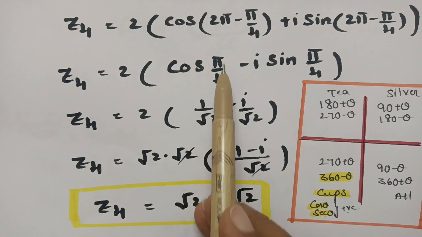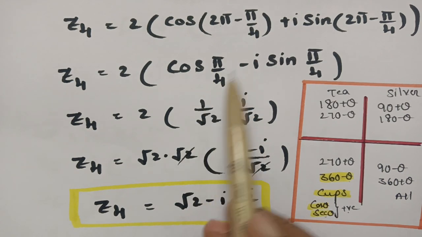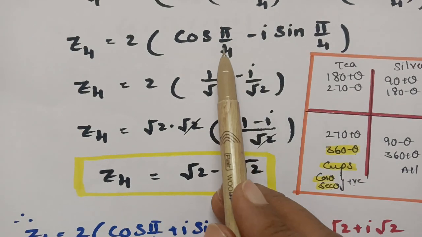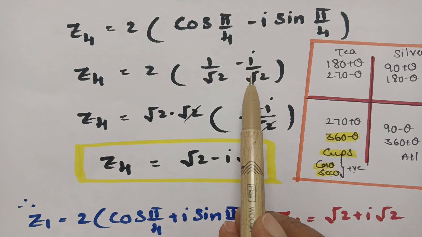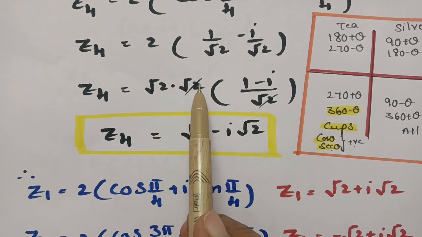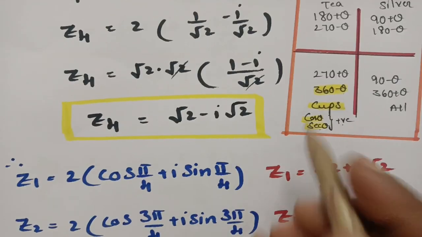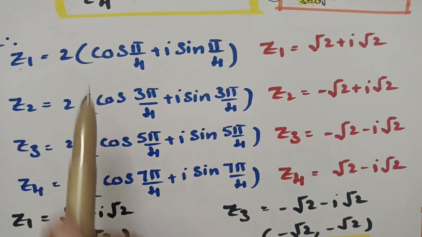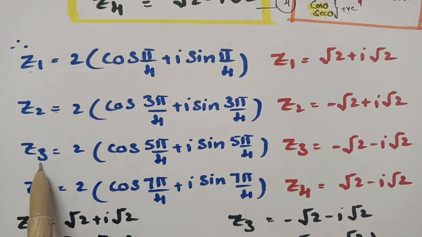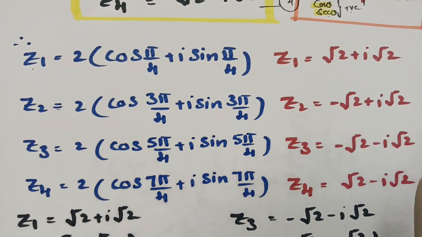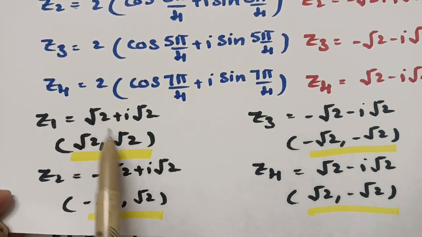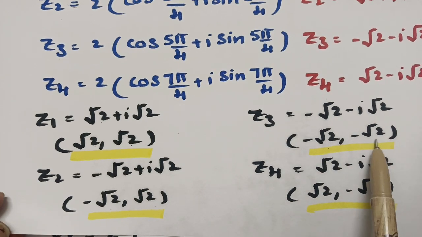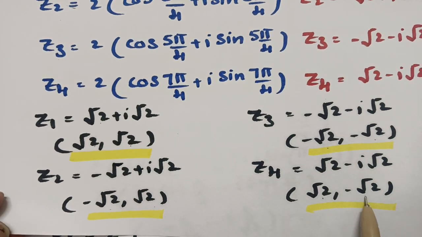Therefore, this is cos theta. In place of theta, we have pi by 4 and the rest are negative. This will be minus i sin pi by 4. So pi by 4 is nothing but 1 by root 2, and this is minus 1 by root 2. So root 2 can be written as root 2 into root 2. After cancelling, we got this as a fourth pole. See here. So for n is equal to 1, we got this one, 2, 3 and 4. So these are all the values. So these are all the points which we can write as (root 2, root 2), and this one is (minus root 2, root 2), and this is (minus root 2, minus root 2), and this is (root 2, minus root 2).